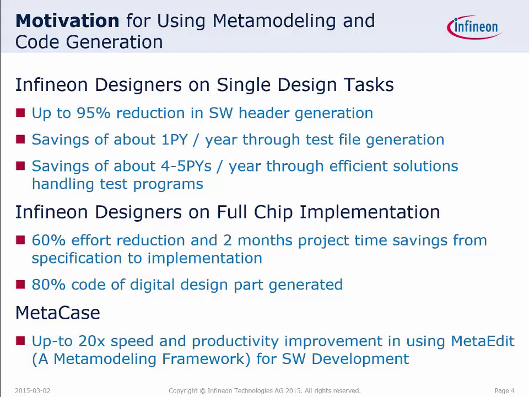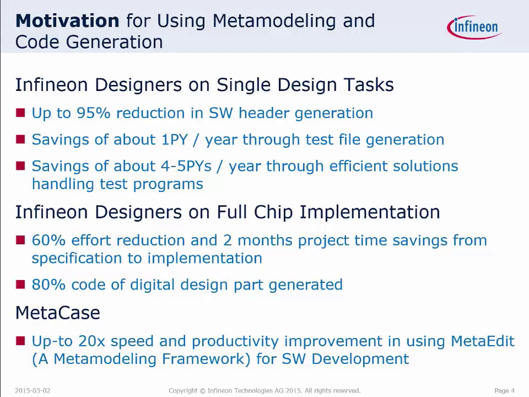The other one, there was a saving of about 1 person year through test file generation. So generating the code out of test specifications, the framework, for example, UVM, register packages, e-register packages, stuff like this. There was also a huge saving of 4 to 5 person years in handling test programs. So if you try to formalize your test programs and reuse them, try to build up a test library in this metamodeling area, then there was also a huge benefit.